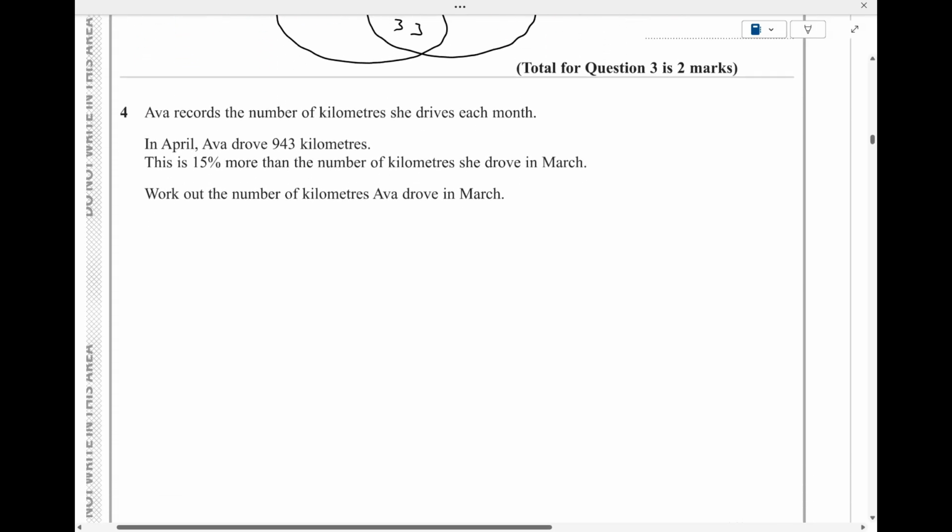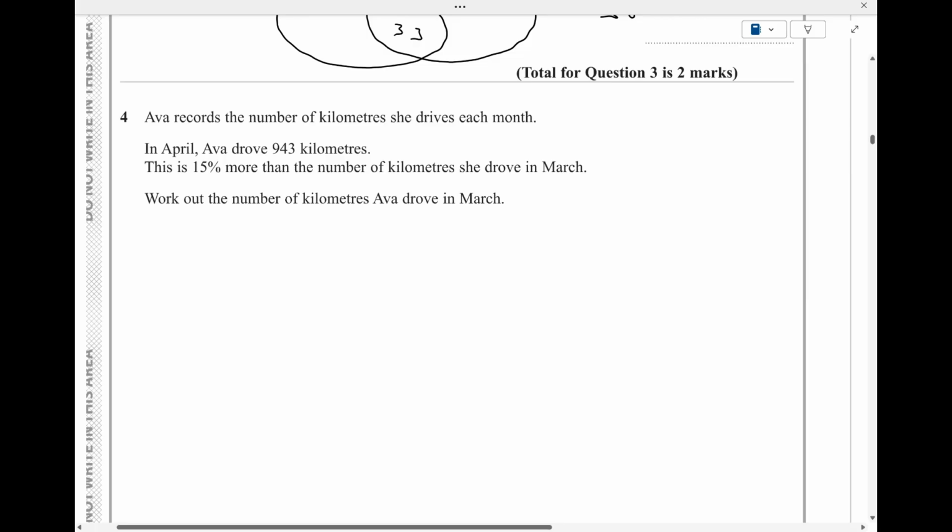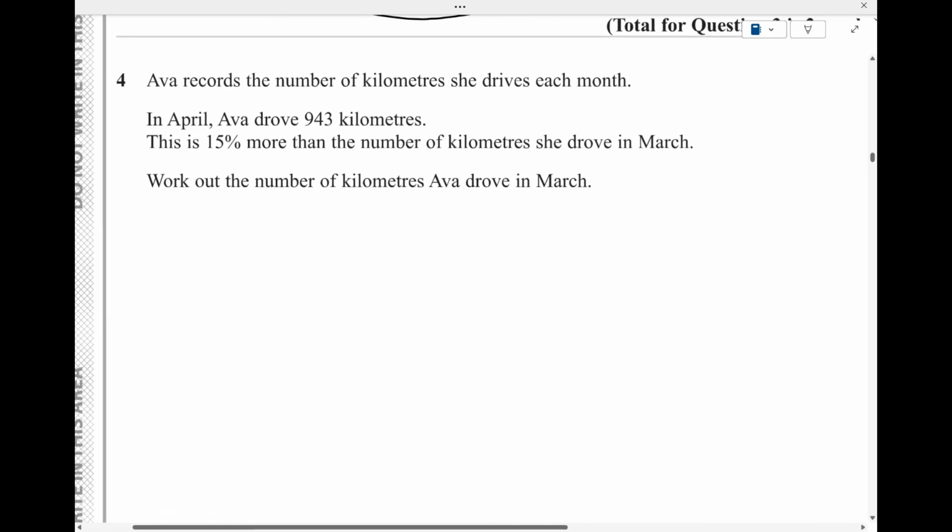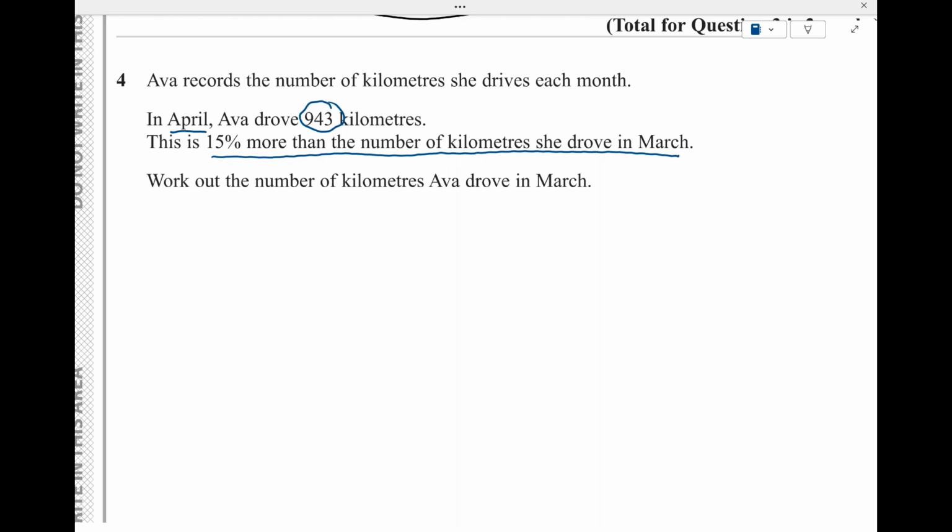Number 4. Ava records the number of kilometres she drives each month. In April, she drove 943 kilometres, which is 15% more than the number she drove in March. Work out the number she drove in March. I'm going back in time here, aren't I? This is a reverse percentage change. So I'm going to set it up like this.